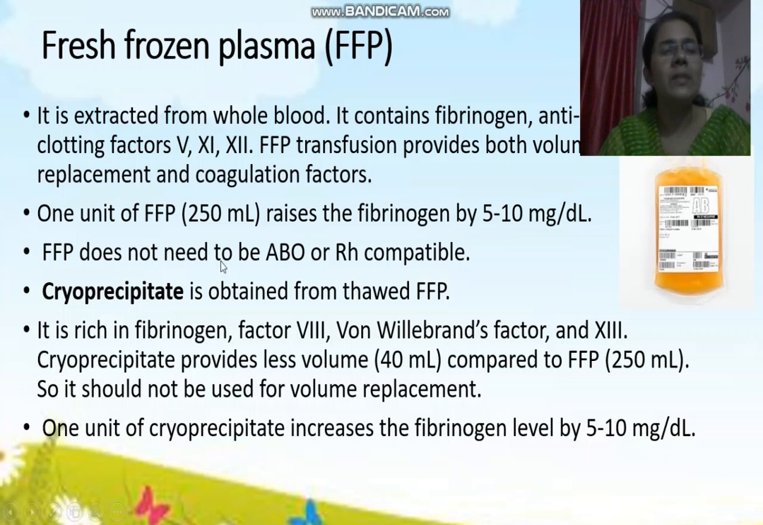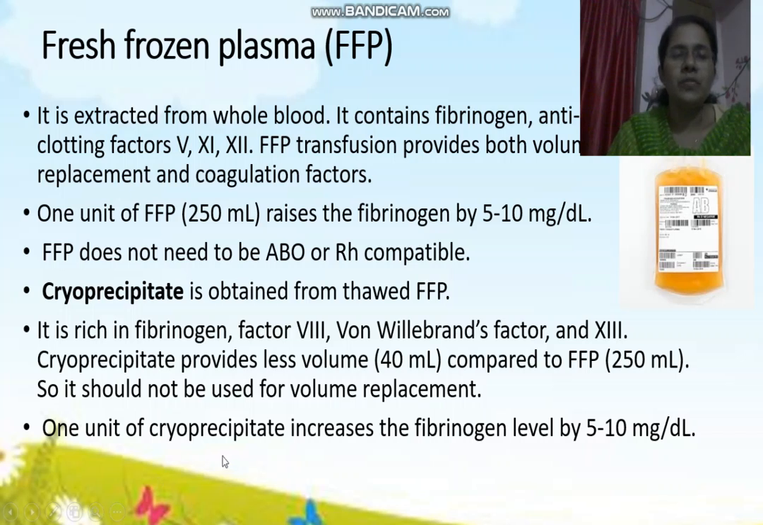So FFP does not need to be ABO or RH compatible, and cryoprecipitate is obtained from the wet FFP, and it is rich in fibrinogen, factor 8, von Willebrand's factor and 13. Cryoprecipitate provides less volume, it is 40 ml compared to the FFP 250 ml. So FFP will be available in 250 ml, but this cryoprecipitate is 40 ml.